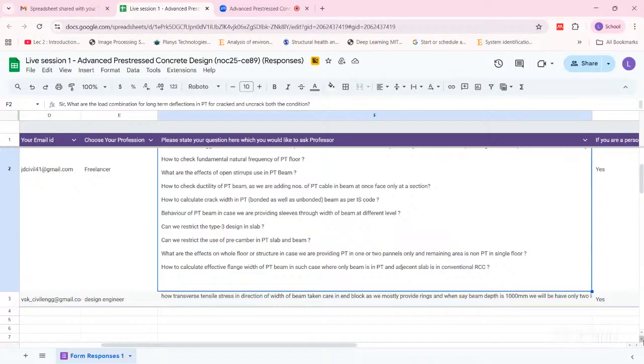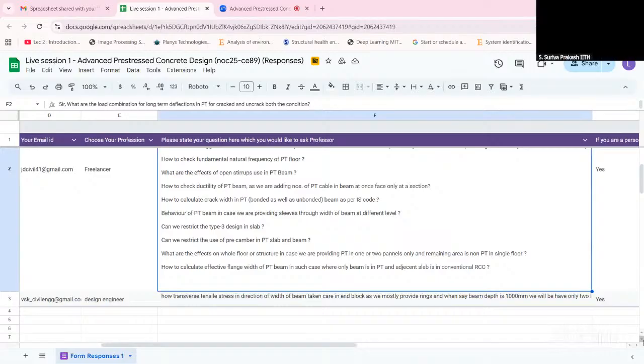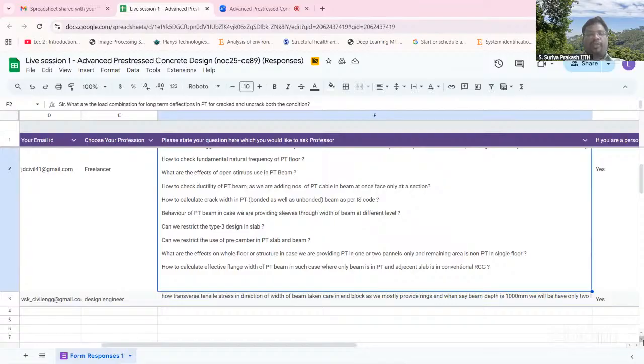Yes, clear. Very good. Okay. So how to calculate the crack width in a PT beam as per the IS code? Okay, this is a very interesting question.